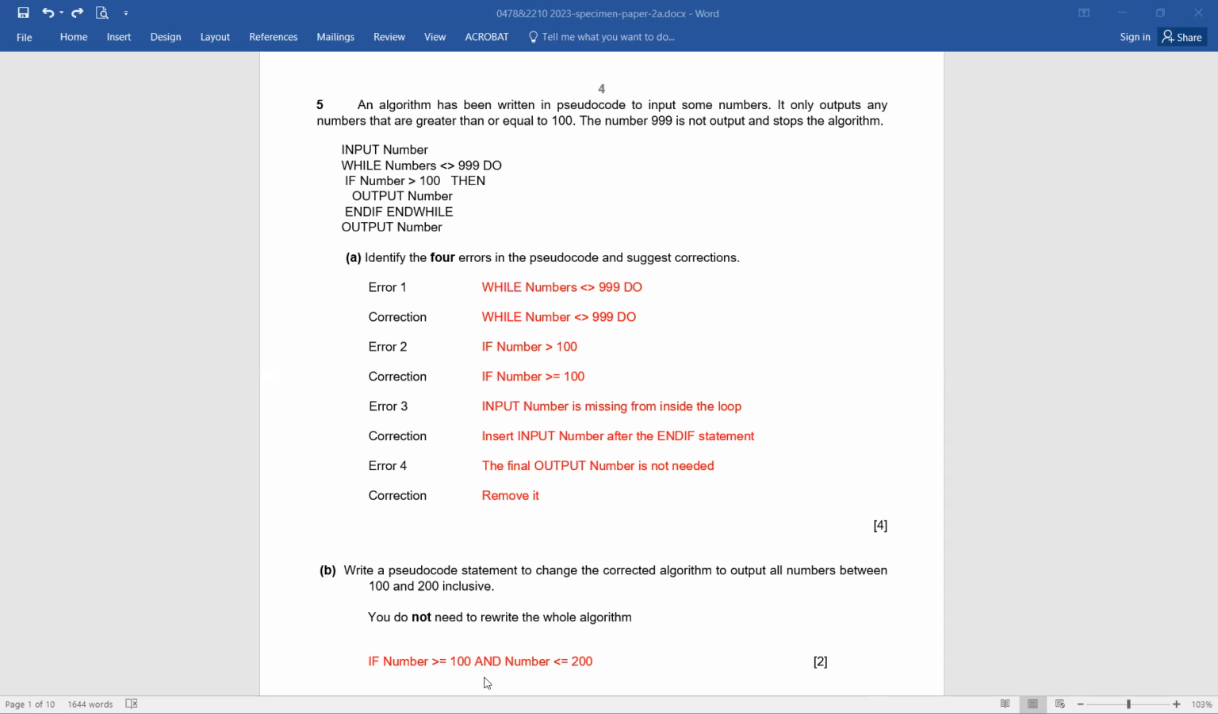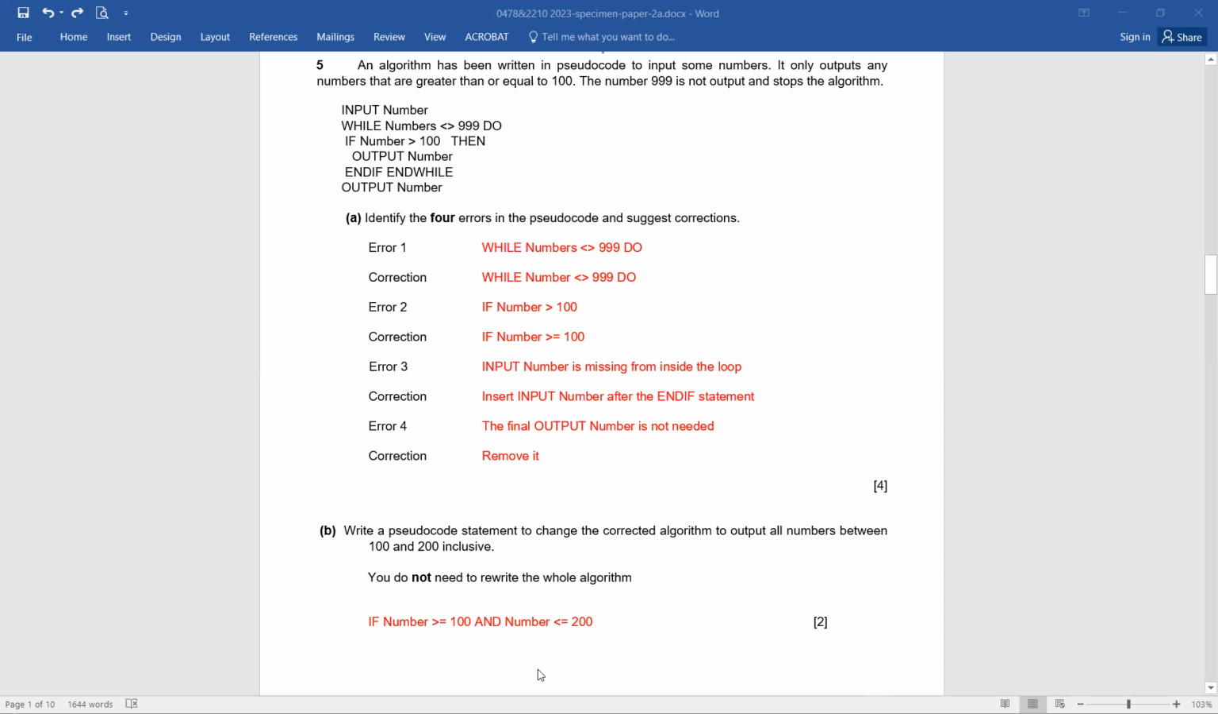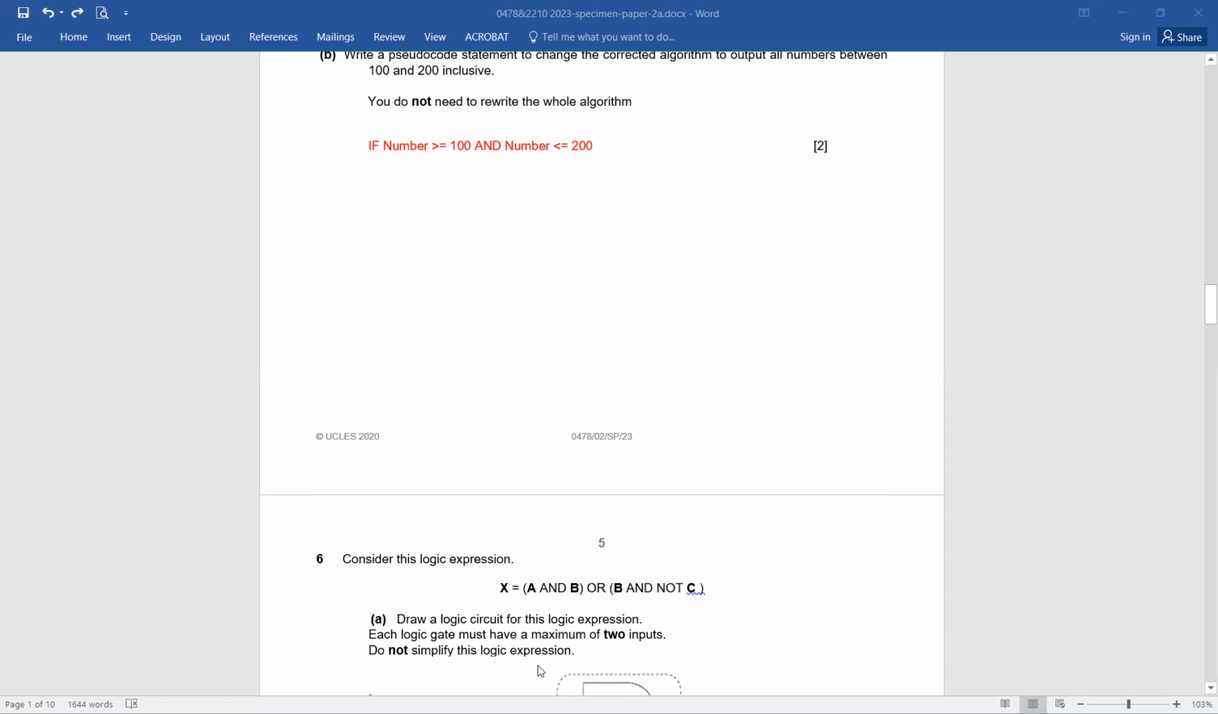For a between condition, we use the term and. Clear? We have been doing this activity quite often during the class, during the sessions. So I hope that you know how to attempt this sort of question. Now, question number 6.